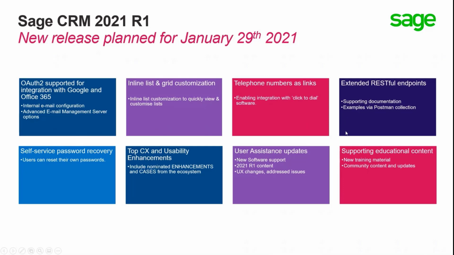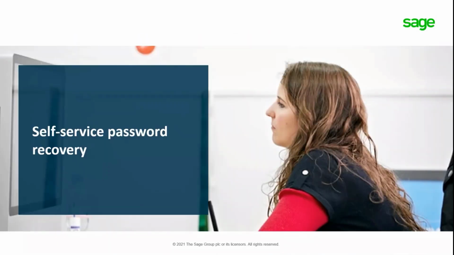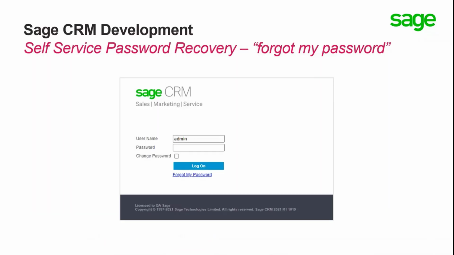We've got self-service password recovery in the product, inline customization of lists and grids. We've updated the SDK snippets and refreshed the advanced customization wizard. We're also in the process of refreshing the e-learning, updating the user assistance, and adding in shed loads of supporting content on Sage City and the community. So let's start by talking about a simple but very welcome feature that the developers have delivered, and it's password recovery. And I'll hand to Elizabeth to talk about that one.